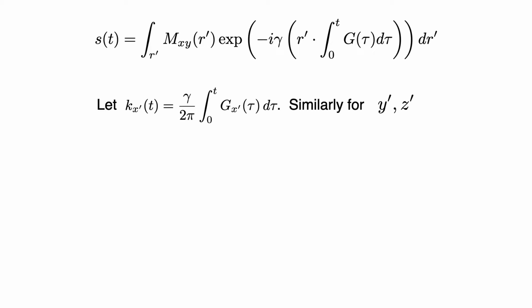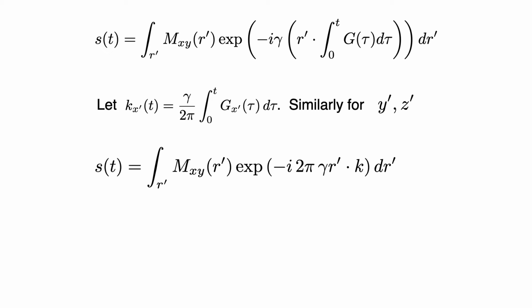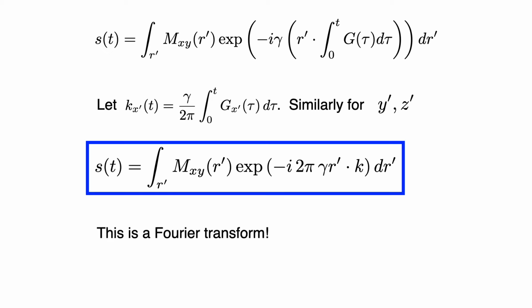Let's do this simple variable substitution where we replace the integral with this k value, and we end up with this expression. This is the Fourier transform. This is a well-known expression, and it's especially nice because it's invertible. That's how we're going to recover our image. We recover mxy with an inverse.